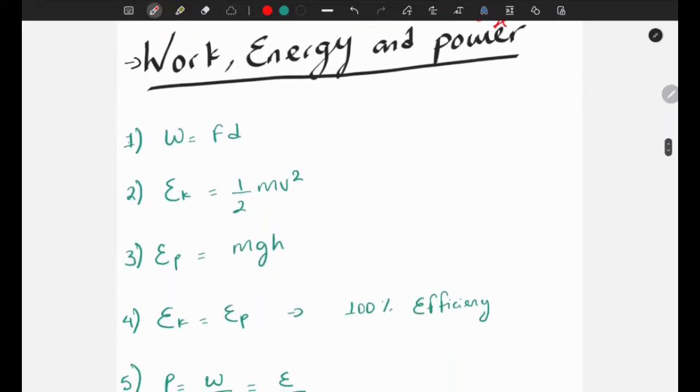The next one: work, energy, and power. So the first formula is work is equal to force times displacement. Now this displacement should be in the same direction as the force. So let's say a box is being pushed this side with a force. The displacement should be in the same direction as the force, so the displacement should be this side. So work done would be F times d.